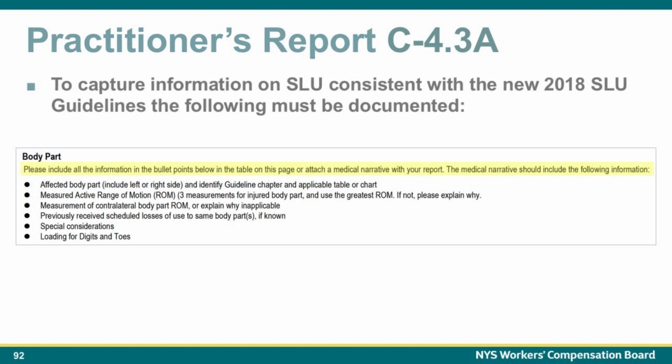The C-4.3A attachment was developed to capture the 2018 guidelines documentation requirements. For example, the form has sections to document the required range of motion measurements. As covered earlier, the provider must document 3 range of motion measurements for each applicable joint and use the highest value to calculate the percentage loss of use. If the provider does not use the highest value, space is available on the form so the provider can explain why that value was not used.